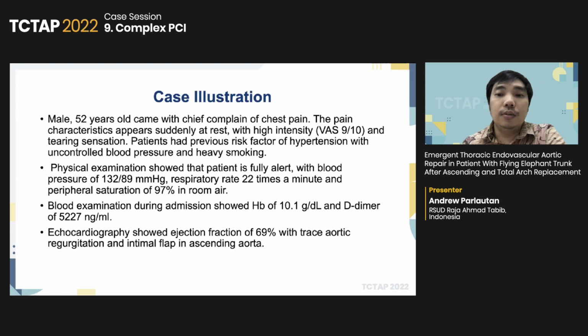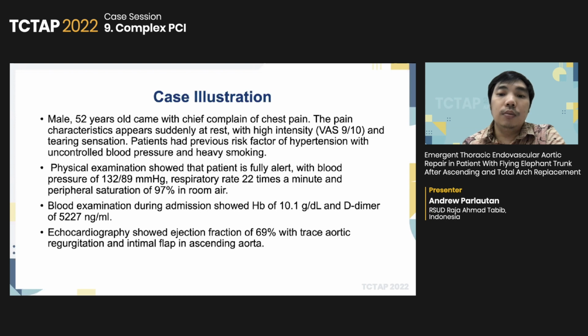The patient had previous risk factors of hypertension with uncontrolled blood pressure, and was also a heavy smoker. On physical examination, the patient is fully alert with a blood pressure of 130/80 millimeters of mercury, a respiratory rate of 22, and saturation of 90-70% in room air.